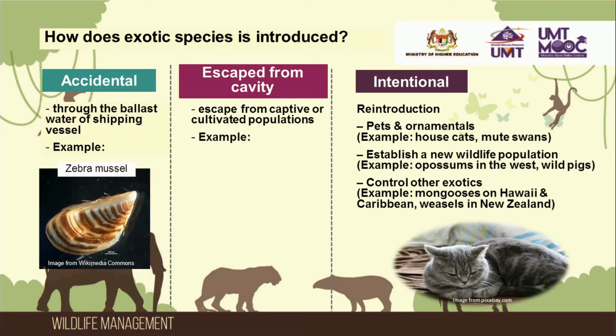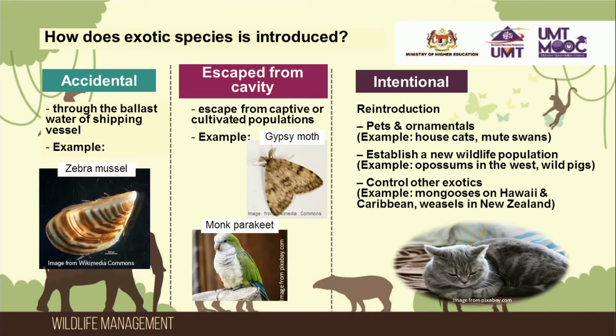Next is how exotic species are introduced to our ecosystem. A species is considered introduced when its transport into an area outside of its native range is human mediated. Introductions by humans can be described as either accidental or intentional. Accidental introductions of exotic species have been carried out for many years, many from the ballast water of shipping vessels or from the pet trade, which have escaped from captivity or cultivated populations.